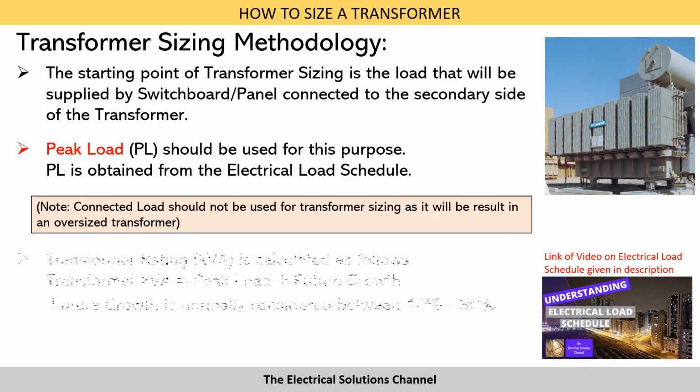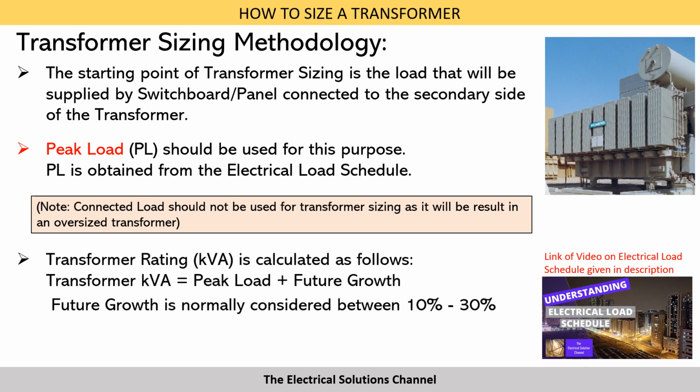In case you are interested in understanding how a load schedule is calculated, please watch my video on understanding electrical load schedule. Link for the video is given in the description. So once we have the peak load, the transformer kVA rating is calculated as the sum of the peak load and the expected future growth. Now, future growth is normally considered between 10 to 30% depending upon what additional loads are expected in the future.